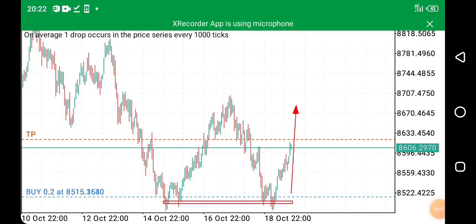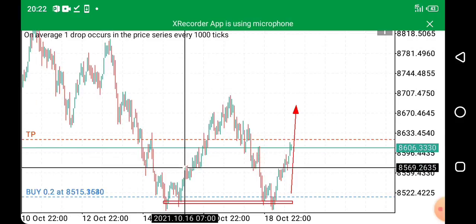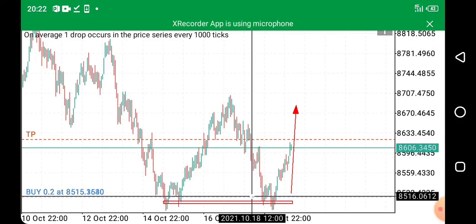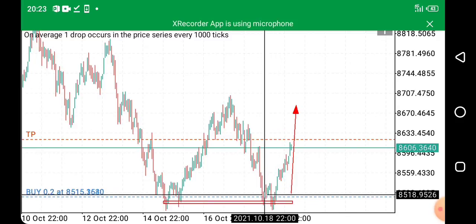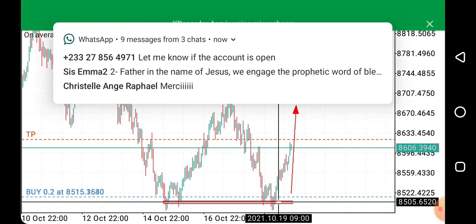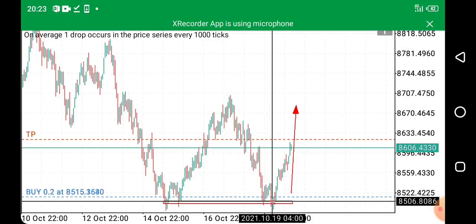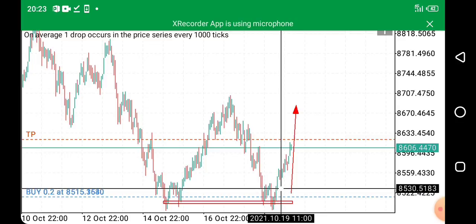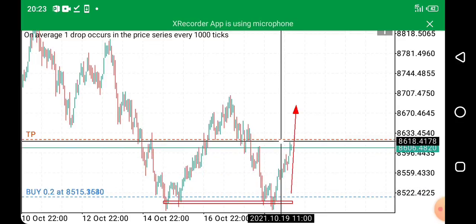Okay guys, you can now see where we are right now. You can see that our prediction went right. This is where I entered. When I started, I said I was going to enter the trade, and I entered. You can see it's clearly written here. From here, price has moved and is almost hitting my TP.